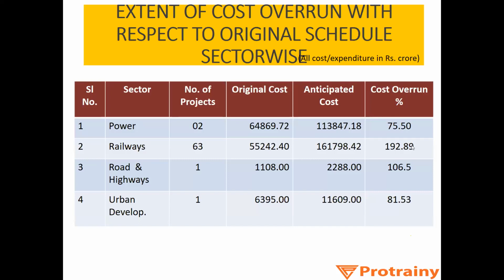So this shows very poor management. The budget that you thought zoomed 192%, that is actually huge. Roads and highways, this is the data for throughout the world, its cost overrun goes up to 100%. In urban development projects, cost overrun goes up to 81%. So this was the cost overrun.